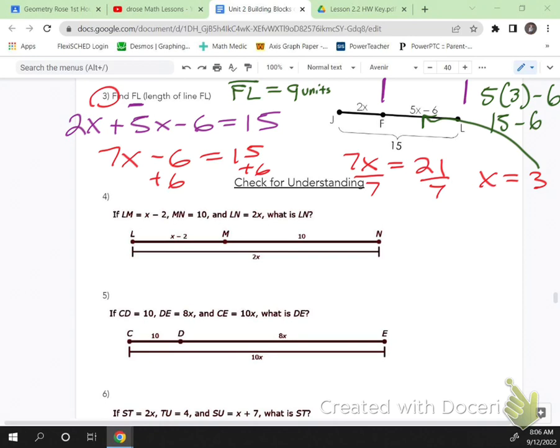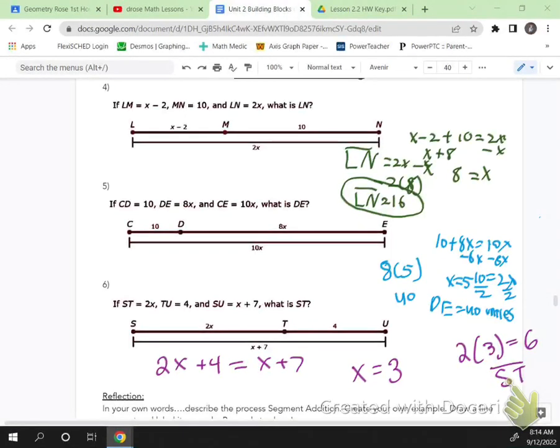Let's try it now in the check for understanding with our partner. So in the check for understanding, you've got problems 4, 5, and 6. I want you guys to give those a try. Start by writing out the algebraic expression and then solving for x. But be careful. What is the problem asking you to solve for? Give it a try. We'll check it in just a few minutes.